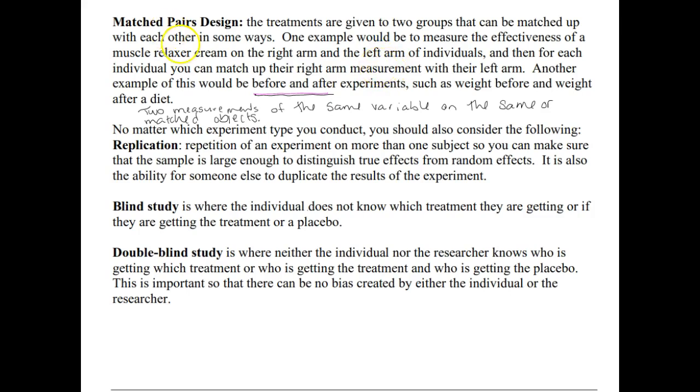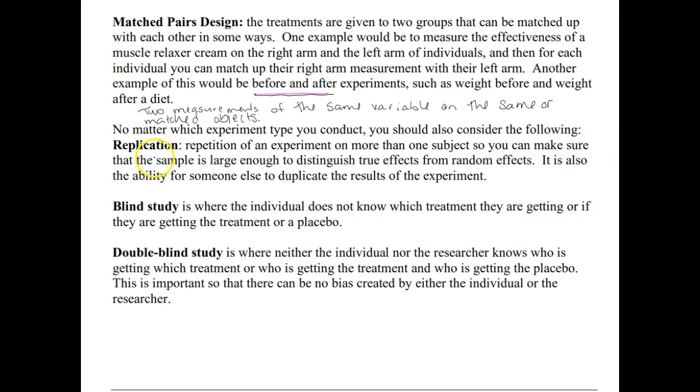Another common group of people used for matched pairs designs are twins, where we would put one identical twin in one group and the other identical twin in the other treatment group. So again, they're not the same person, but basically genetically the same, so we consider that also as two measurements on the same individual. So no matter which experiment type you conduct, you should always consider the following.